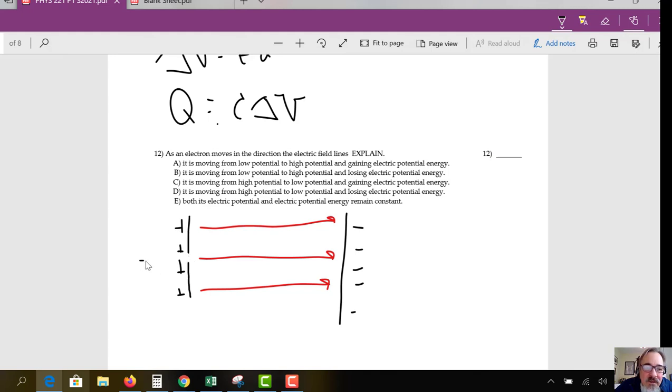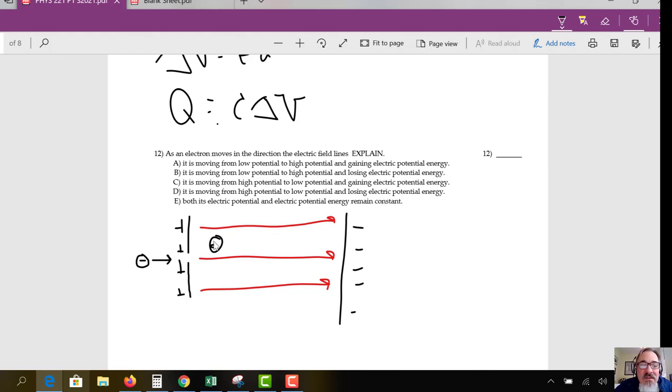So an electron is going this way. There's a little hole here in this plate. It enters here. If the electron enters here with some kind of speed, it's going to slow down. It doesn't want to go to that side. So it's going from a higher potential to a lower potential, because this is the positive side, this is the negative side. Electric field lines go from higher to lower.